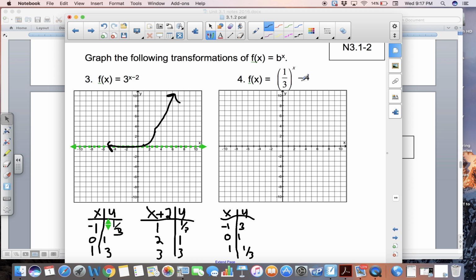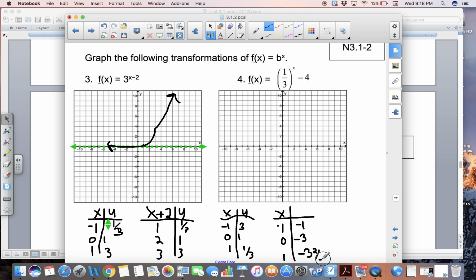So the transformation that you're doing is down 4. So I'm going to subtract 4 from all the y's. The x's stay the same. 3 minus 4 is -1. 1 minus 4 is -3. And 1/3 minus 4 is negative 3 2/3. Can you see that that's approaching negative 4?